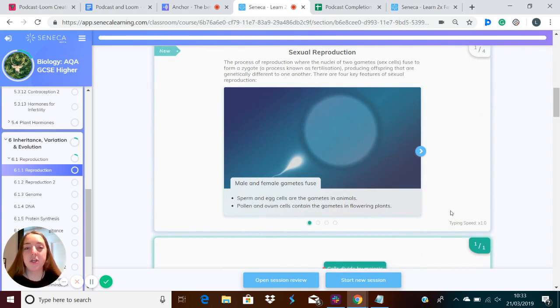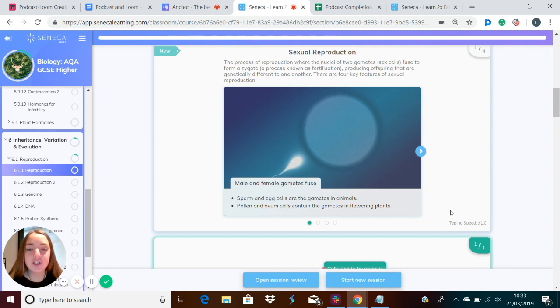The process of reproduction, where the nuclei, which are the nucleuses of two gametes, also known as the sex cells, fuse to form a zygote in a process known as fertilization. This produces offspring that are genetically different to each other, and there are four key features of sexual reproduction that we're going to look at.